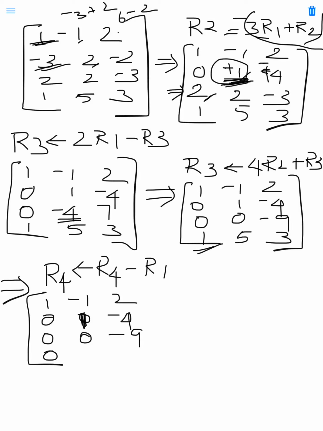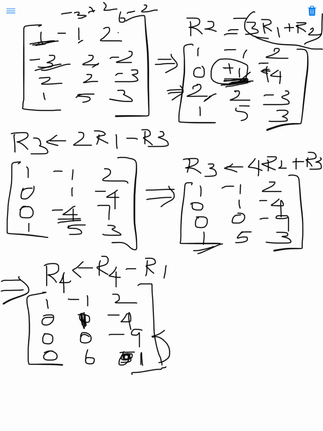Again 5 minus minus 1. 5 minus minus 1 is 6. Again 3 minus minus 2, 5. As 3 minus 2 is 1. Okay, 3 minus 2, 1. So this you will be getting.